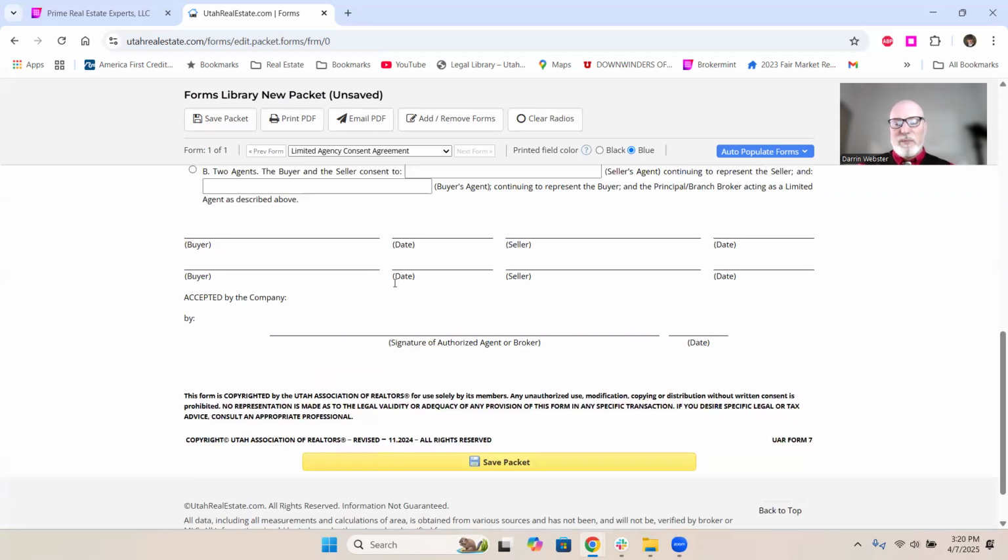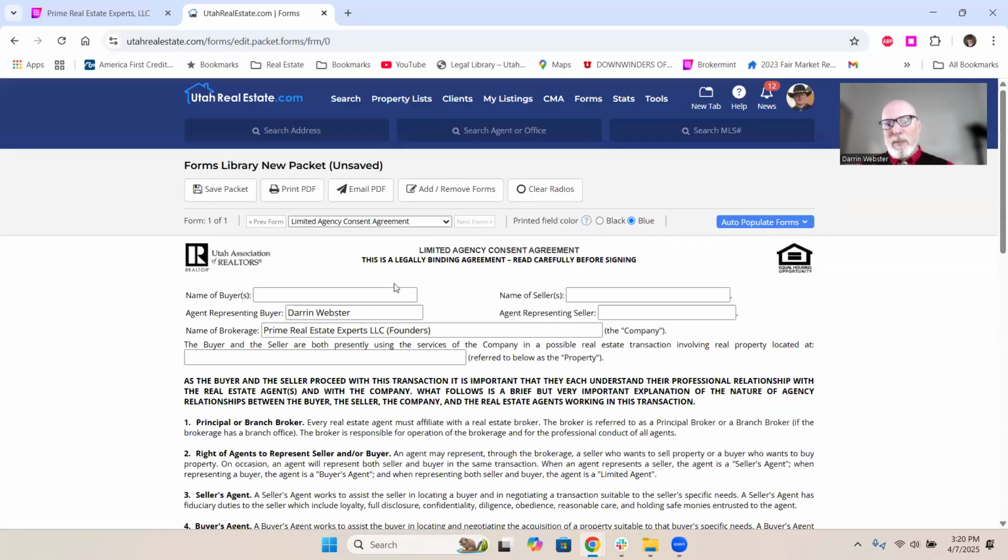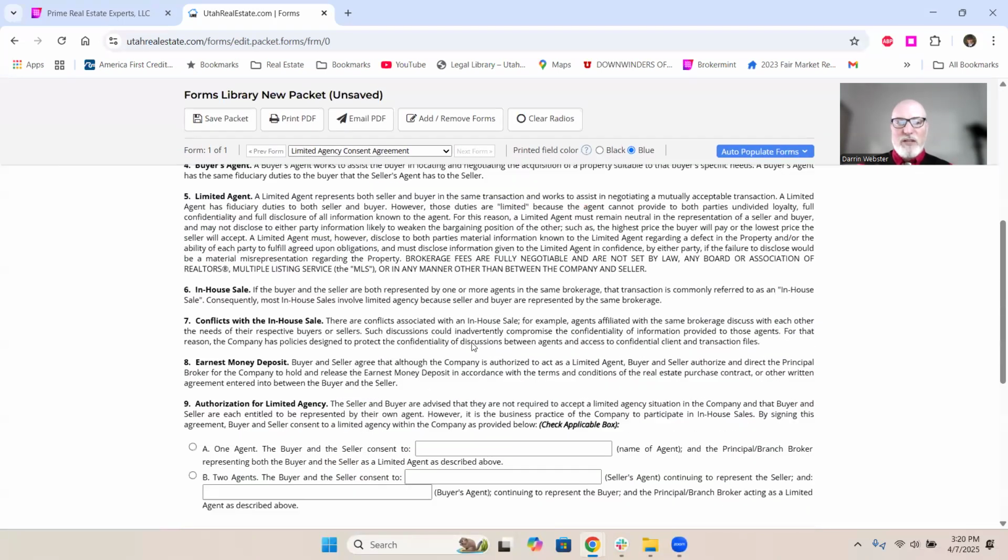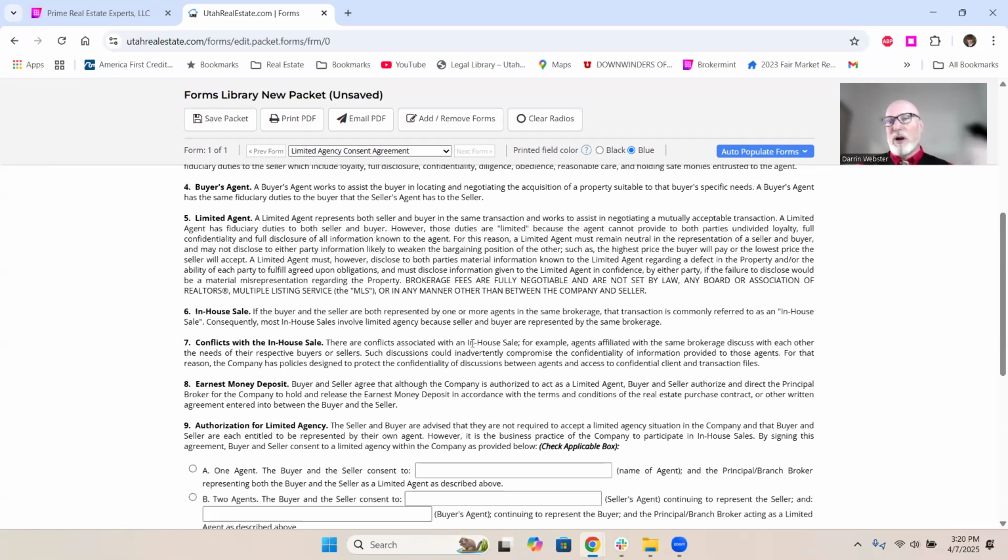But this is the consent agreement that we're going to go through in much more detail, because at the top, you're simply filling in the buyers' and sellers' names, the agent representing each, the company, Prime Real Estate Experts LLC, and the property involved. And then both sides need to understand what those are. There will be a separate video on this one.